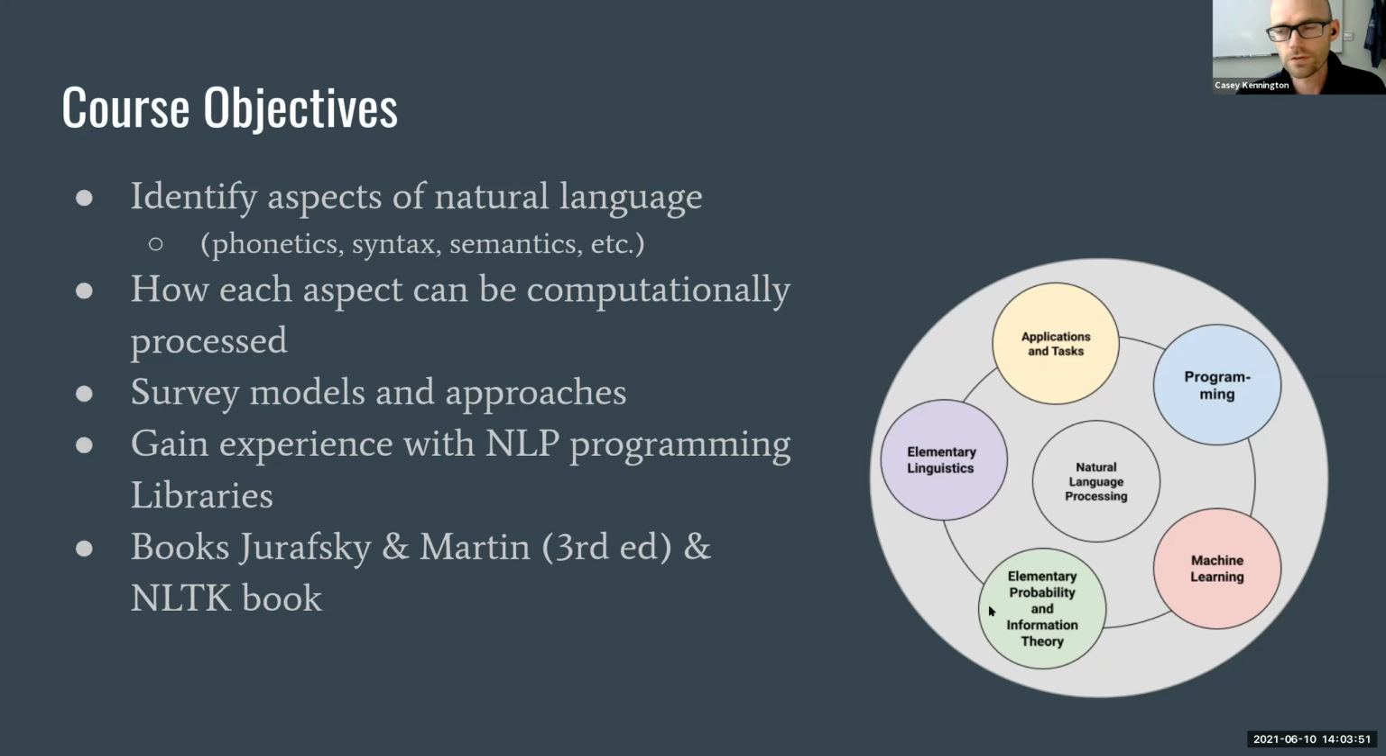And data scientists have to, computer scientists have to, and we cover aspects of natural language like syntax and semantics, and how they can be computationally processed. We give a survey of models and approaches, and we help the students gain experience with some natural language processing programming libraries. The books we use are the Jurafsky-Martin book. I say 3rd edition. It's kind of being edited on the fly right now on a website. Updates are happening all the time, and the NLTK book. And we chose these two because they're free to the students.